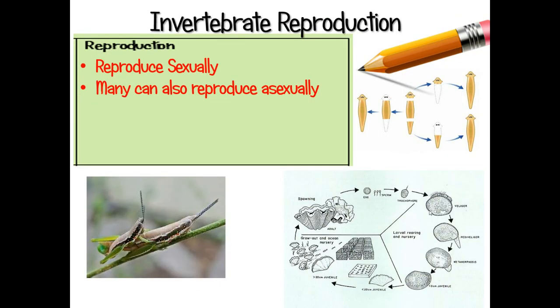All right, reproduction. Invertebrates can reproduce sexually because they're animals, because all animals can reproduce sexually, but many can also reproduce asexually. In the means that we talked about before, budding or fragmentation. This is a flatworm, just gives you the graphic. We've talked about fragmentation before.